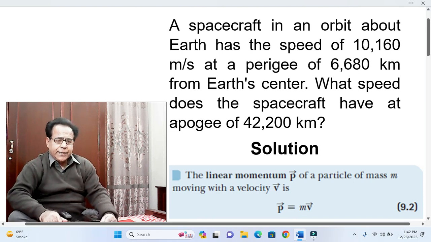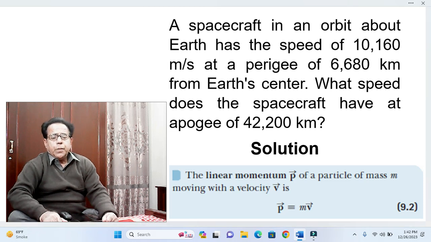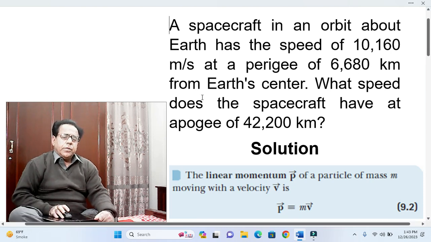This is our next problem, the problem having been chosen from the book Classical Dynamics of Particles and Systems by Stephen T. Thornton and Jerry B. Marion. Okay.